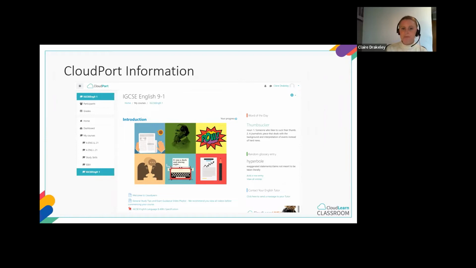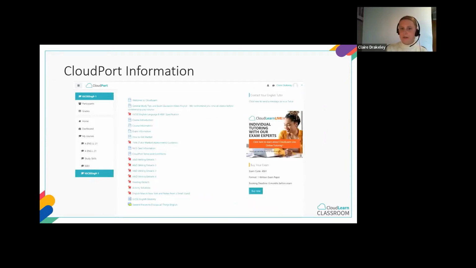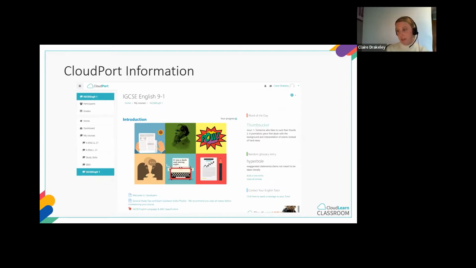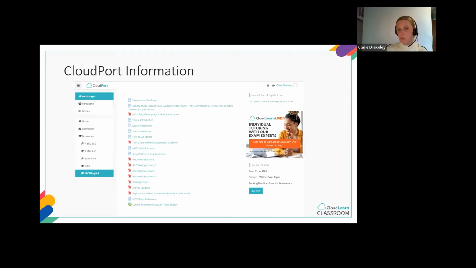If we scroll down a tiny bit, just before we get to the first unit, this is what we get. I've taken a screenshot of it here. Yours should look pretty much just like this. So this is underneath what we just saw there and before you get to the Unit 1 section. So up here, if you notice, it says contact your English tutor. That is the tutor that you have as part of your course.